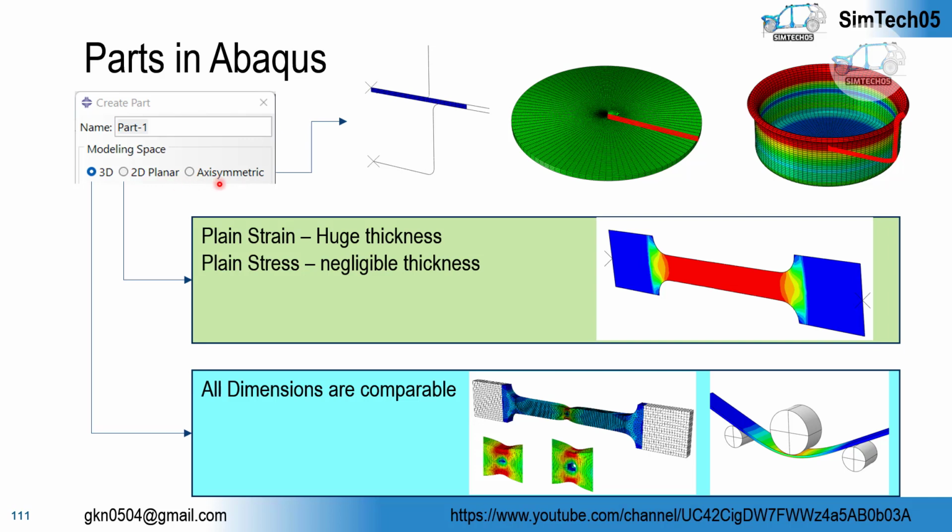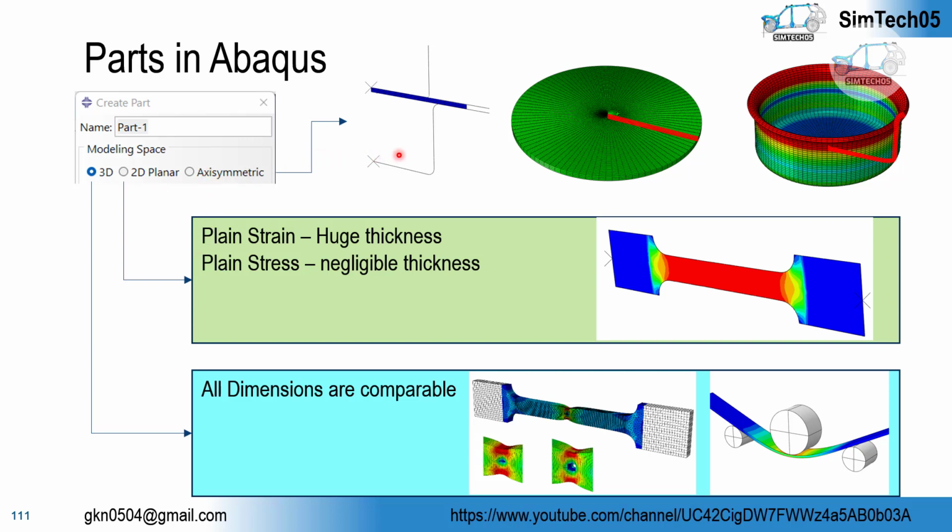But there are a few conditions, like for 2D planar. That means if you have a plane stress or plane strain condition, then only utilize the 2D planar modeling space. In the 2D planar, you cannot model a component in 3 dimensions. Here you have to model the component in a 2D plane only. Okay. Similarly, the axisymmetric component.